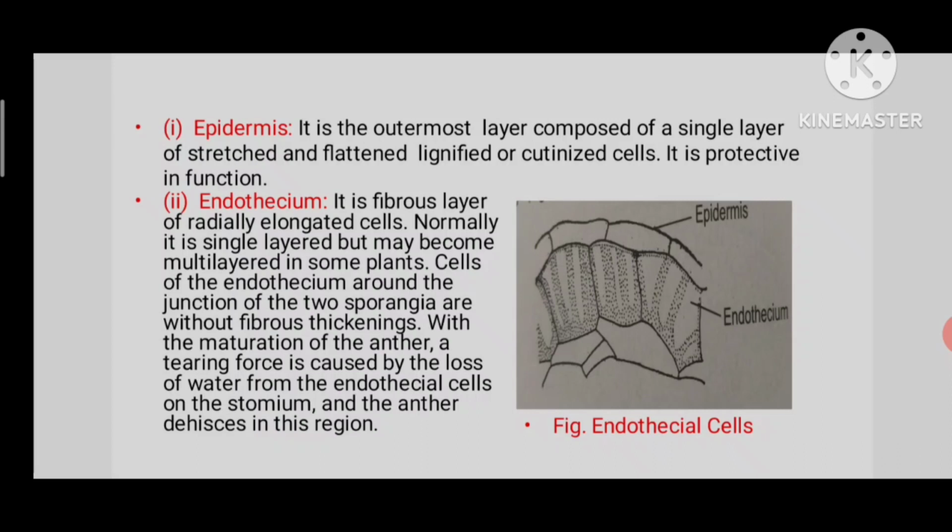Endothecium. It is fibrous layer of radially elongated cells. Normally it is single layered but may become multi-layered in some plants. Cells of the endothecium around the junction of the two sporangia are without fibrous thickenings. With the maturation of the anther, a tearing force is caused by the loss of water from the endothecial cells on the stomium, and the anther dehisces in this region.